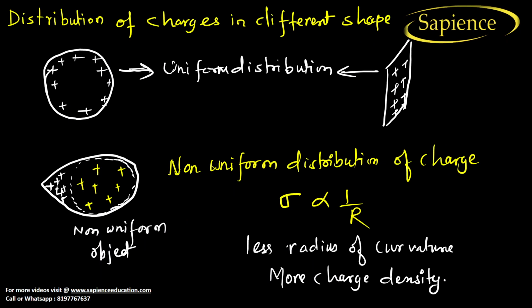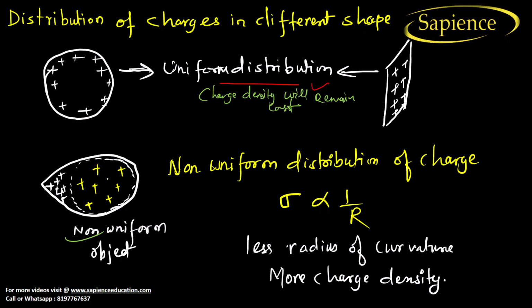Now let us go for distribution of charges in different shapes. So for a uniform distribution of charges, see here, it is a symmetrical circle. A uniform distribution means what? The charge density remains constant. Now if there is a non-uniform object, the charge density will change.